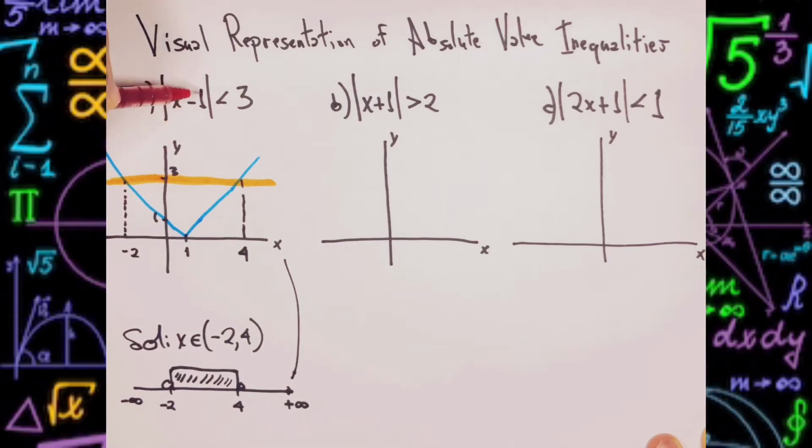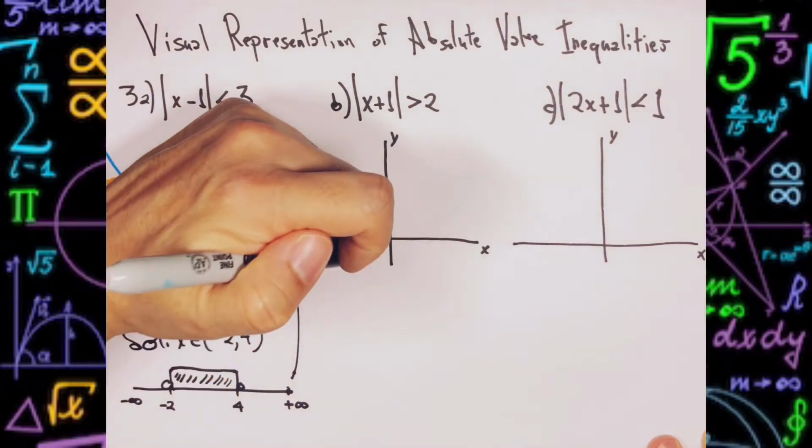So then the question the problem is posing is, when is the absolute value of x minus 1 less than 3? And it's this area right here. When is the absolute value of x minus 1 smaller than the number 3, the horizontal function 3? It's this area that we just highlighted. That is the graphical, visual representation of the inequality. It's just a comparison of two functions.